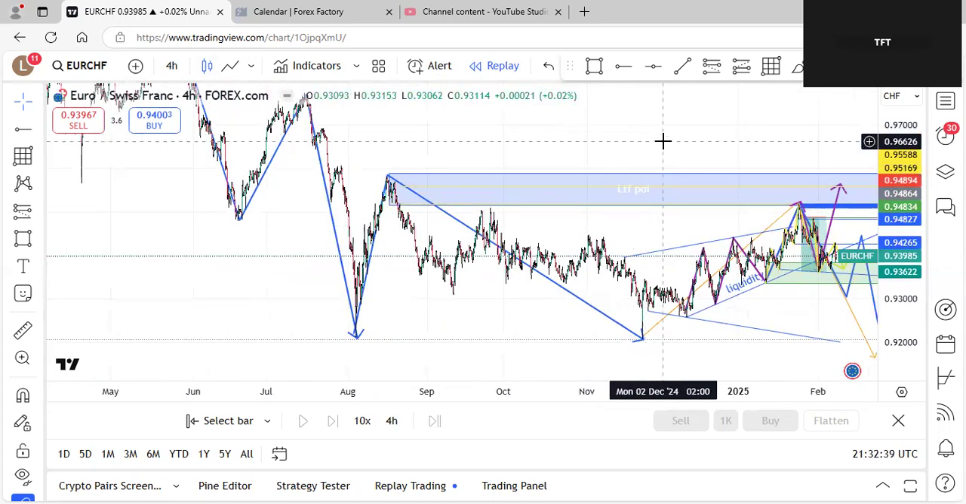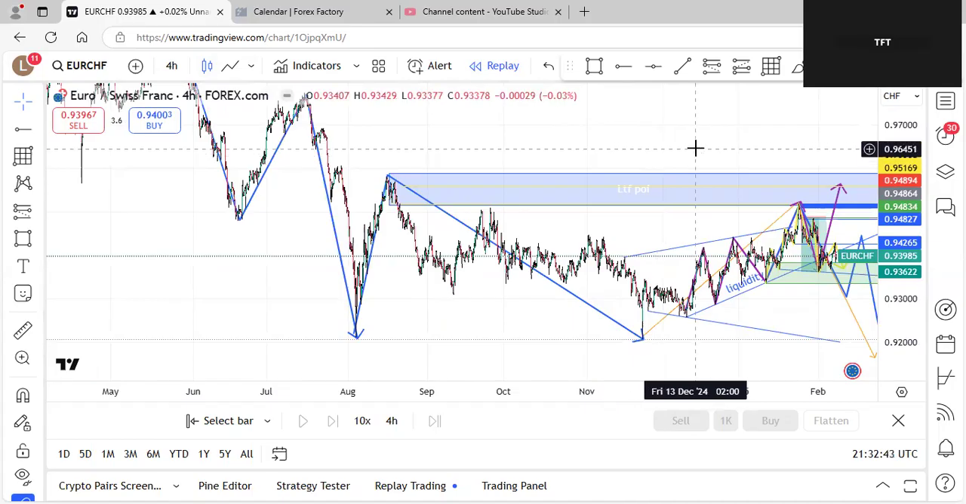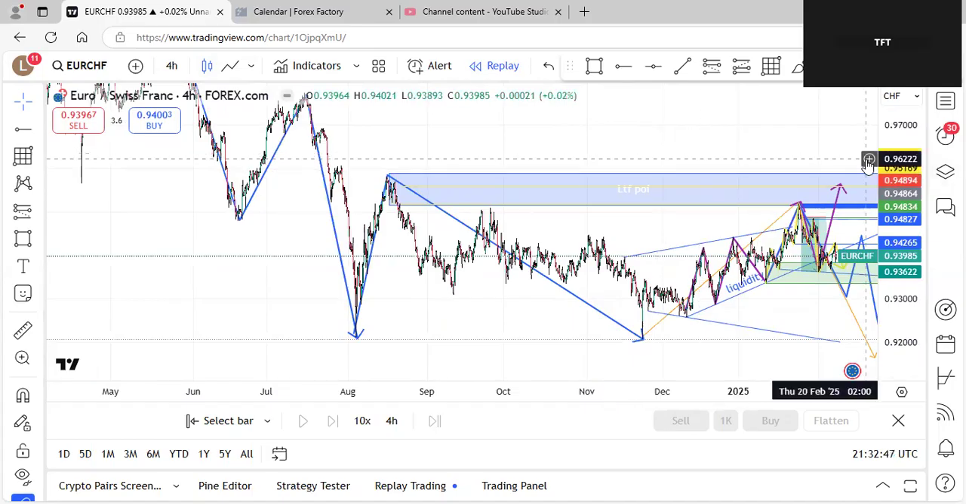Obviously the lower the time frame, the less weight the break holds. So the 1 minute will break structure far more than the 15, and the 15 will break far more than the 4 hour, and the 4 hour will do more than the daily, and so on.